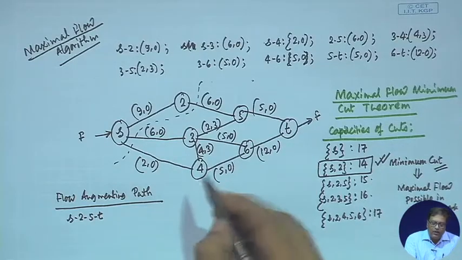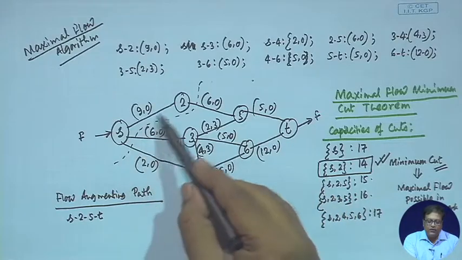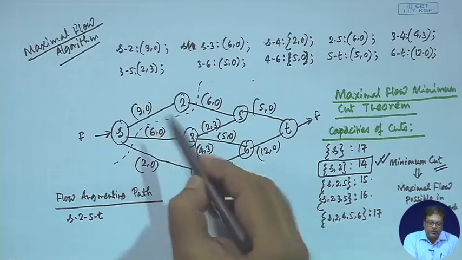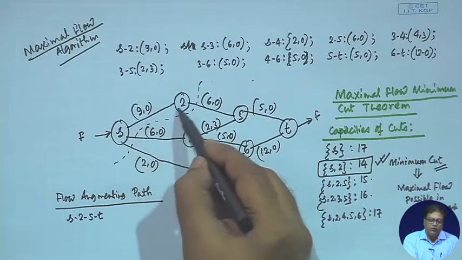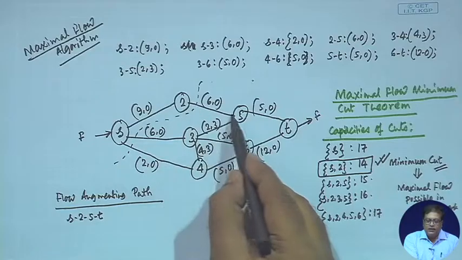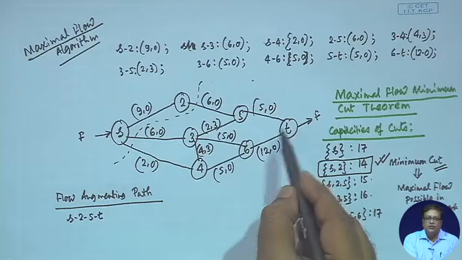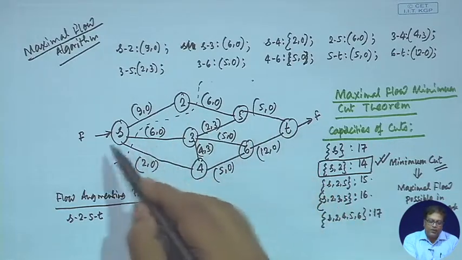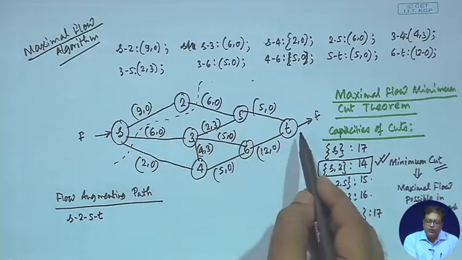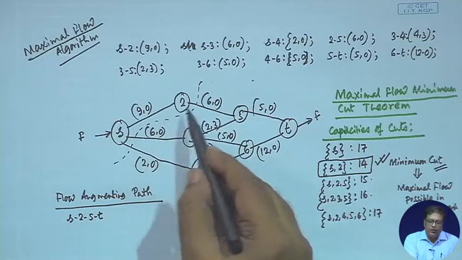So, a flow augmenting path is a path from the source to the sink. Look here, the forward flow capacity is 9, a forward flow is possible. It is 6, a forward flow is possible. It is 5, a forward flow is possible. So, we can actually assign a forward flow in this path. If we can do that, then we call it a flow augmenting path. Alright. So, S to 2 to 5 to T is a flow augmenting path.